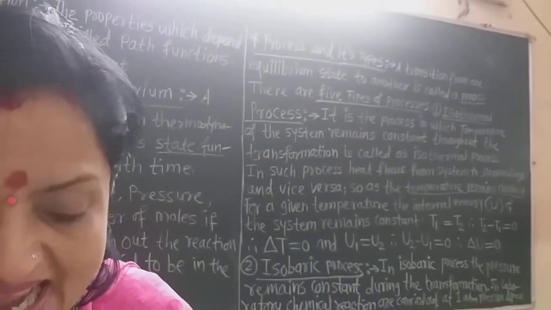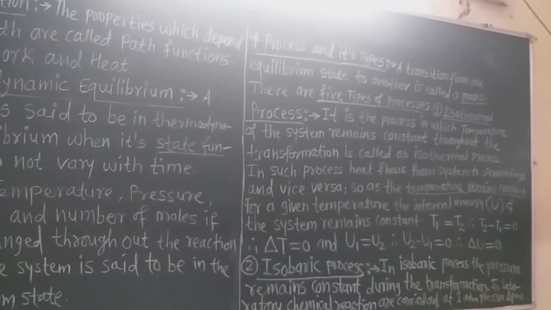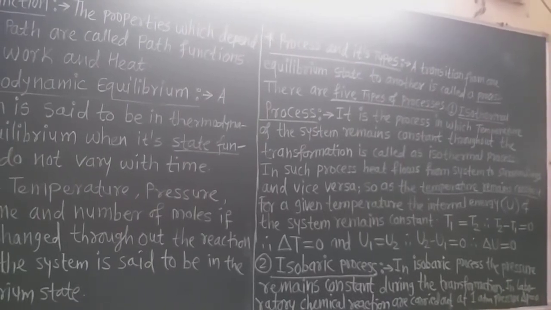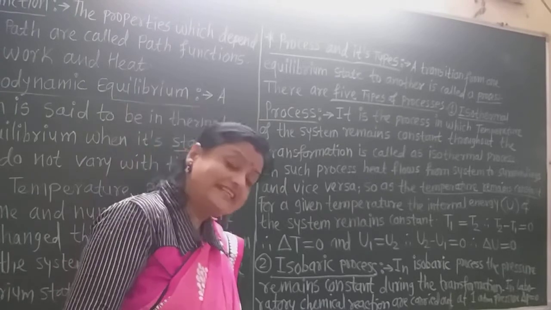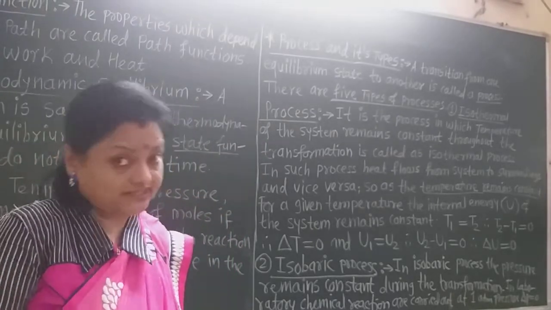Now let us learn about the process and its types. You know the process, that is the reaction. A process is nothing but a reaction. It may be a physical reaction or a chemical reaction. So how do we define a process? Now we are learning the process and its types. There are 5 types of processes.